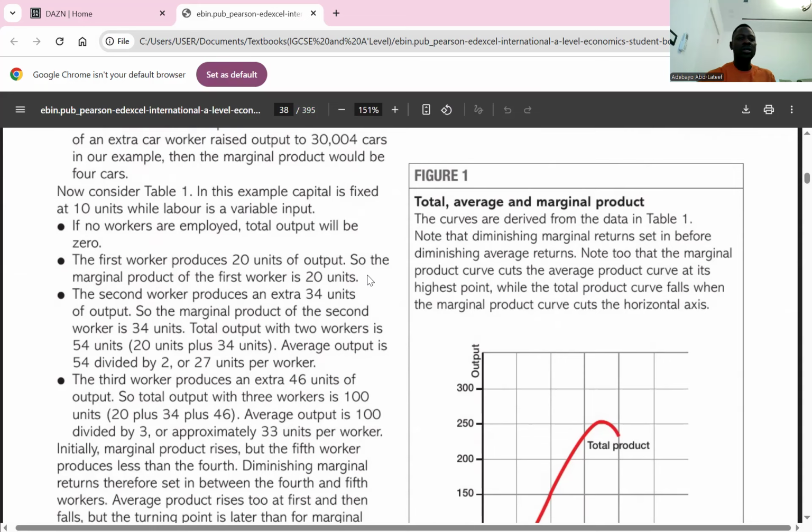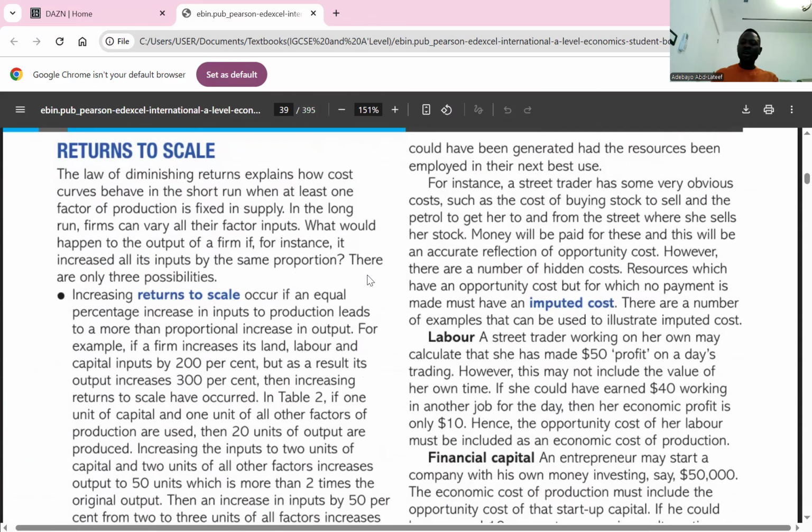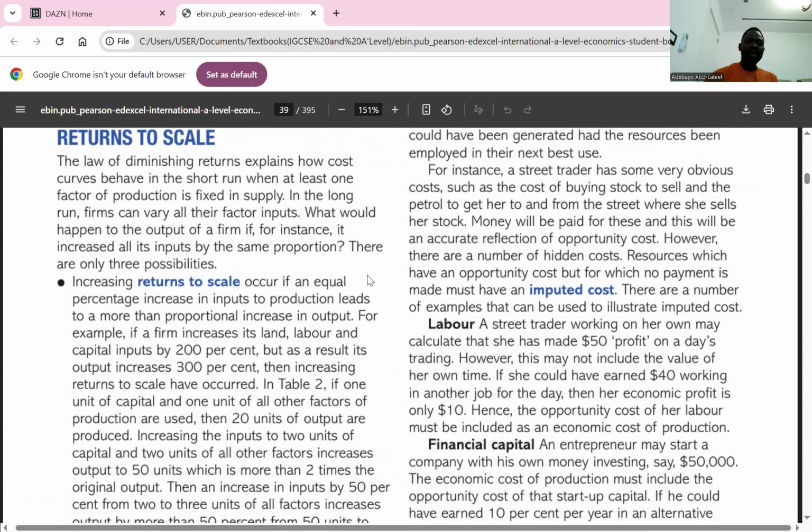So that takes us to returns to scale. Are you there? Yes. So for returns to scale, initially I told you that we have diminishing returns because we are working in the short run. But in the long run, where we have the ability to use all factor inputs, there are three possibilities. Either we have increasing returns to scale, constant returns to scale, or decreasing returns to scale, not diminishing. In the short run, because we have a fixed factor input, we're going to have the diminishing returns.